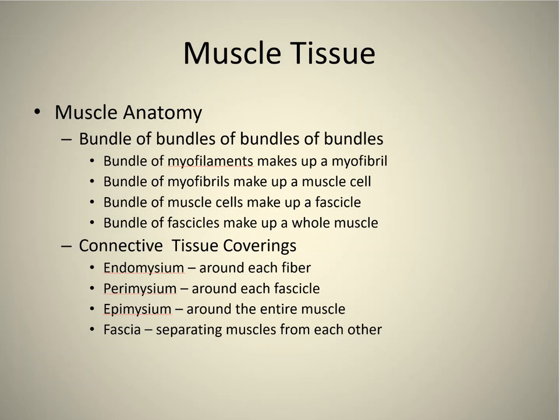Muscle anatomy, it's a bundle of bundles of bundles. We're going to look up what these are in the next slide. Myofilaments make up a myofibril. A bundle of myofibrils make up a muscle cell. A bundle of muscle cells make up a fascicle. And then a bundle of fascicles makes up a whole muscle. And then we'll also look at the connective tissue coverings. The endomysium around each fiber, the perimysium around each fascicle, and the epimysium around the entire muscle. And the fascia is connective tissue that separates muscles from each other. And it's probably dense, irregular connective tissue.